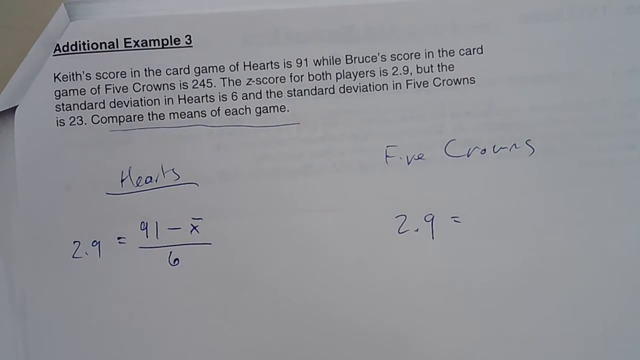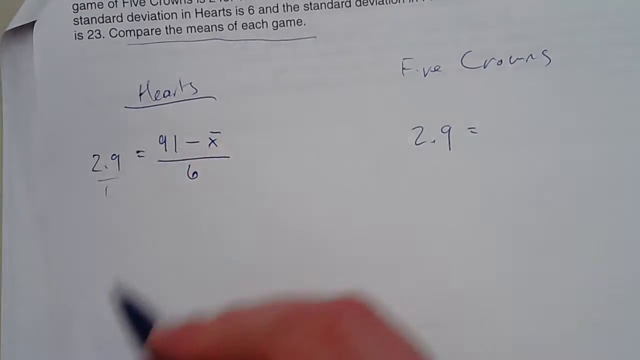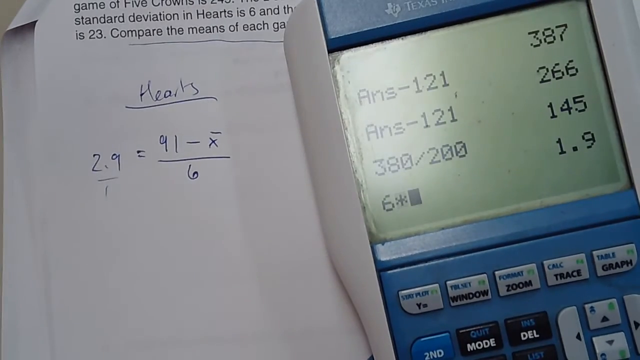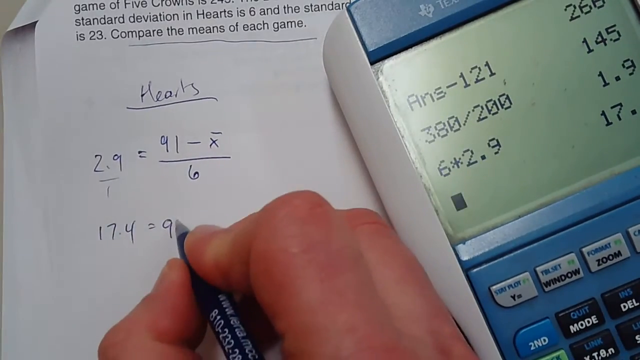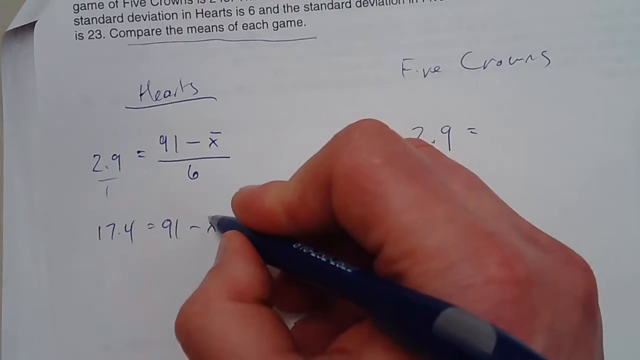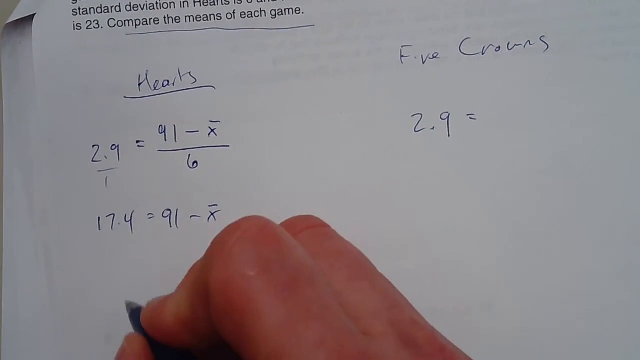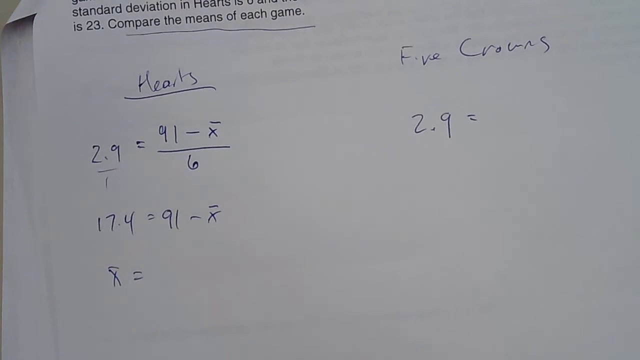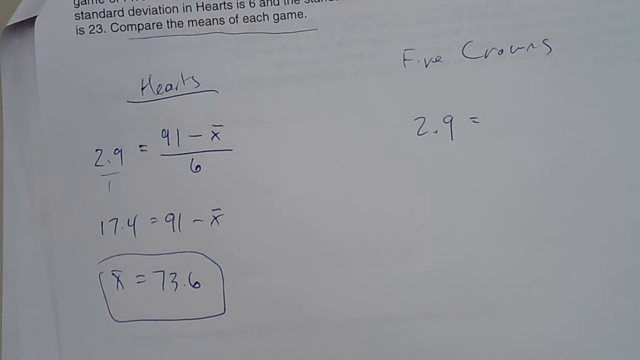And at this point, all we need to do now is solve this equation. So if we solve this, you're going to use your basic cross-multiply type move here. So the 6 times the 2.9, we get 17.4 equal to 91 minus x bar, technically. Add the x bar over and subtract the 17.4. So when you do that, 91 minus the 17.4 is 73.6. So that is the average for Hearts. That's the mean, the average score in a game of Hearts.